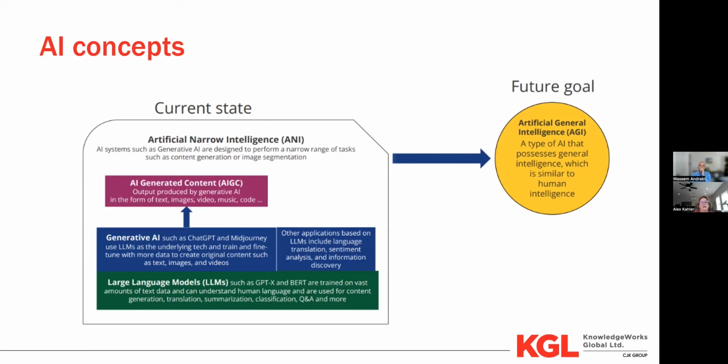So each of these systems are designed to perform a narrow range of tasks. And I guess what the future is of AI, or what the designers and developers of AI are working on, is a general system of artificial intelligence. This would be a type of AI that possesses a general intelligence, which is similar to human intelligence. So we're certainly not there yet, but the term definition on the right, as opposed to the left, is to describe where we are at the moment.